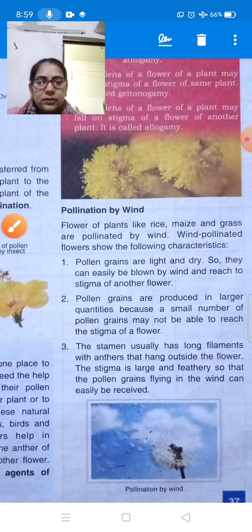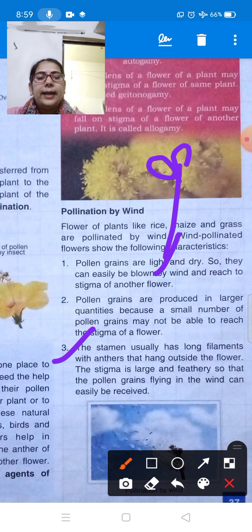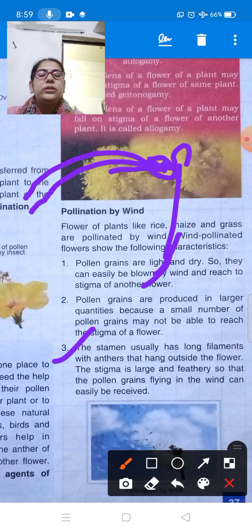The next is the stamen usually has a long filament with anther that hangs outside the flower. The filament of the stamen should be long and it should come out of the flower so that when the pollen grains are released from this anther, they can easily move further to reach the stigma of the flower. So their filament should be long and the stamen should hang out of the flower.